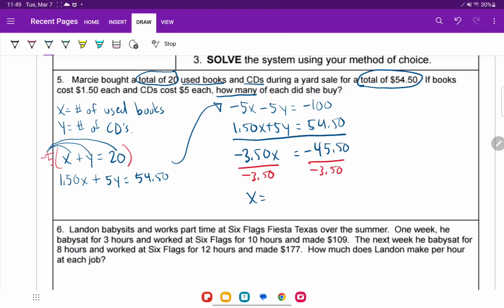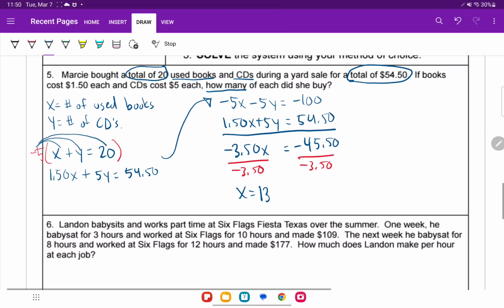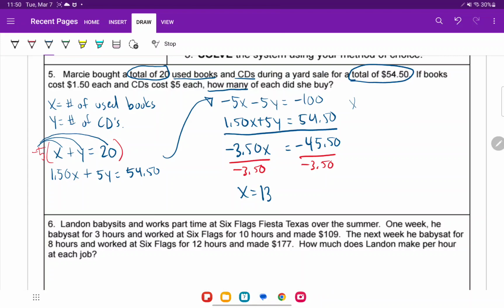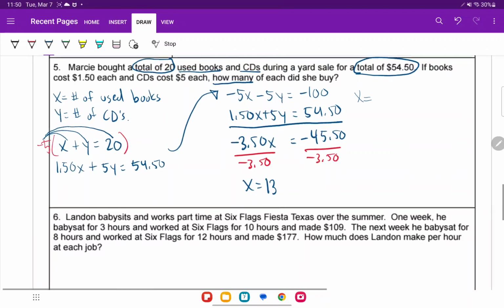All right, so we have -45.5 divided by -3.5. And that gives us a total of 13. So x equals 13. And now to figure out our y value, we're going to go ahead and take 13 and plug it into one of the originals. And I think x plus y equals 20 would probably be the easiest original to do.